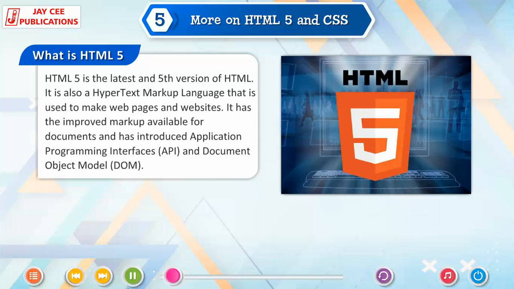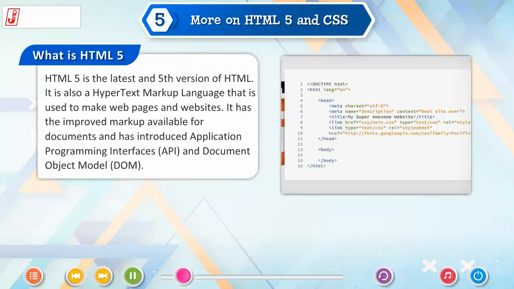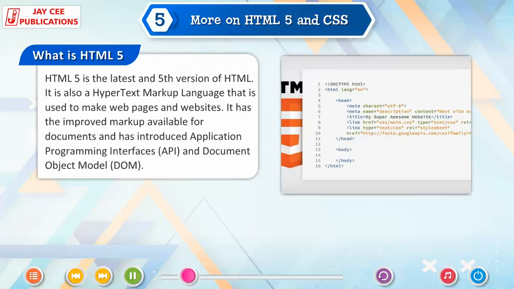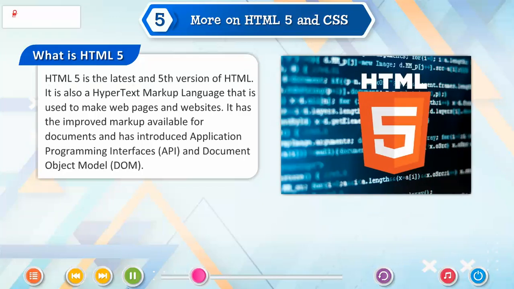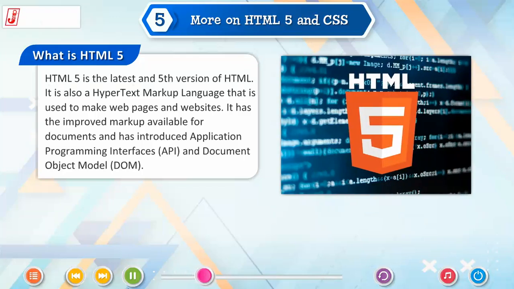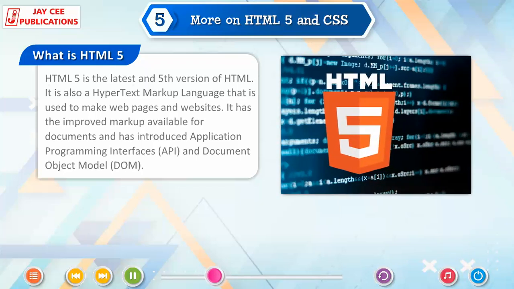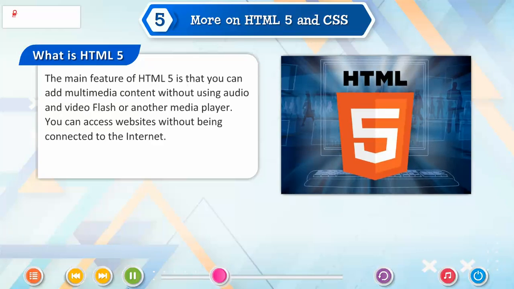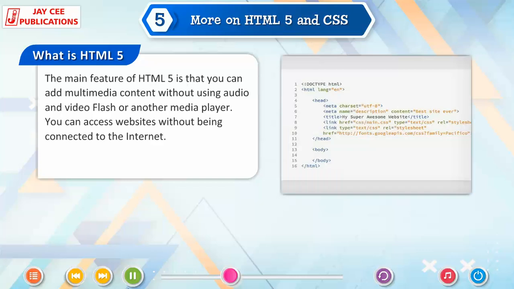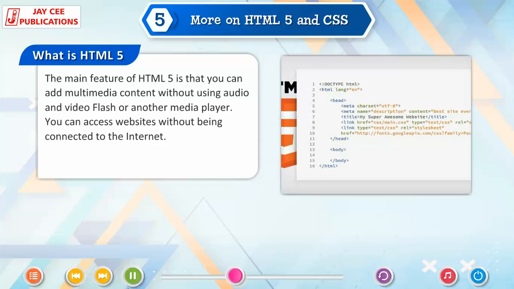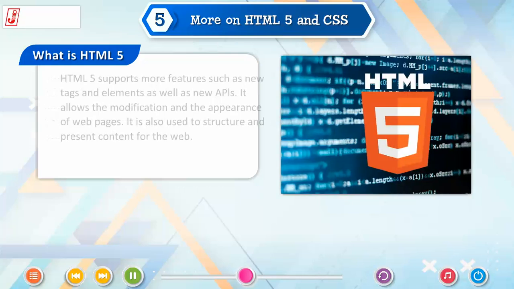What is HTML5? HTML5 is the latest and fifth version of HTML. It is also a hypertext markup language that is used to make web pages and websites. It has improved markup available for documents and has introduced application programming interfaces (API) and document object model (DOM). The main feature of HTML5 is that you can add multimedia content without using audio and video flash or another media player. You can access websites without being connected to the internet.